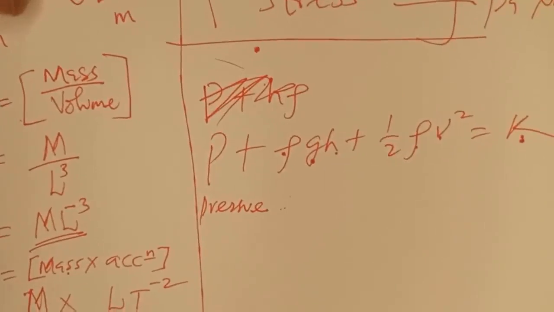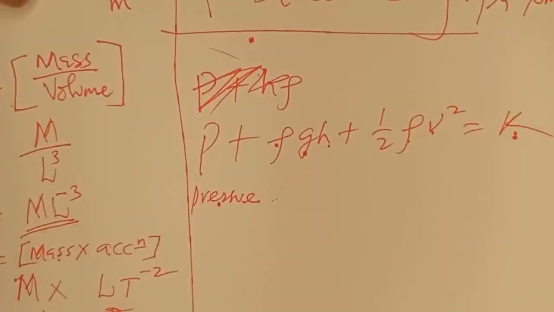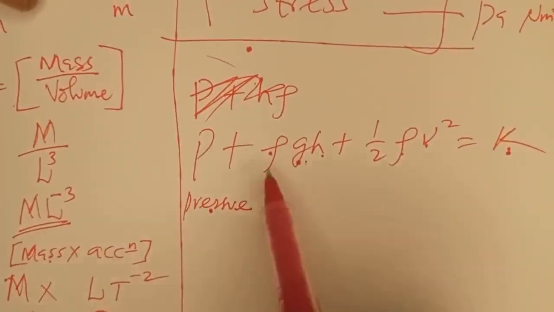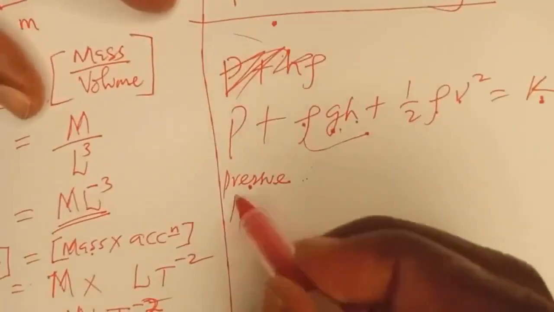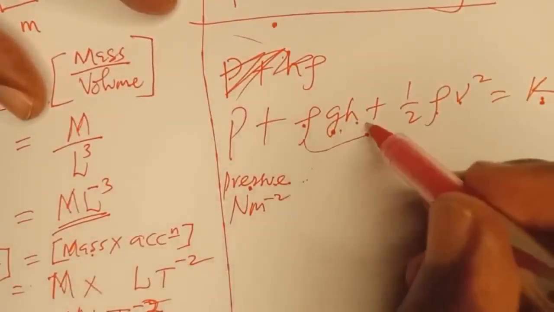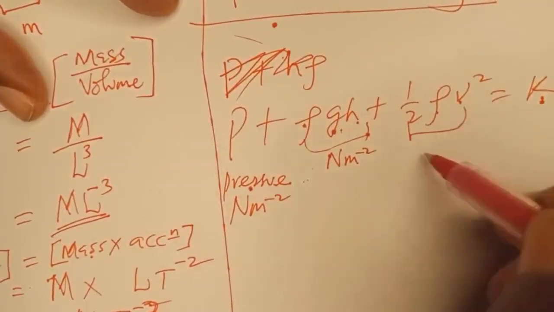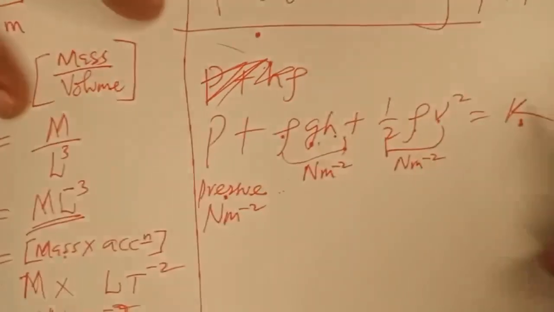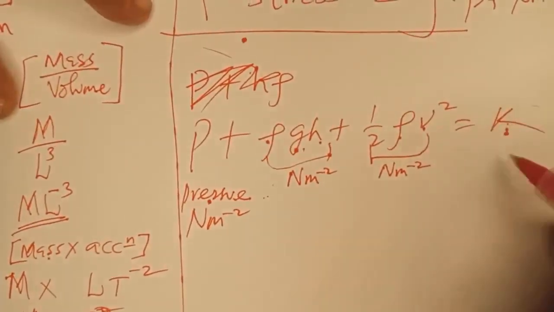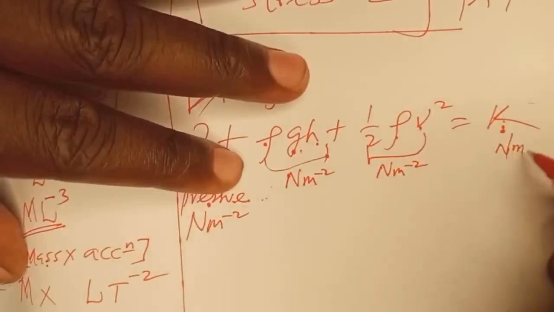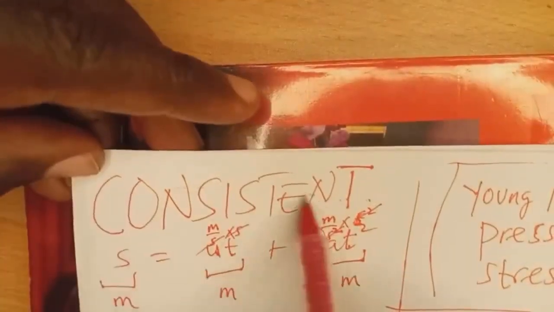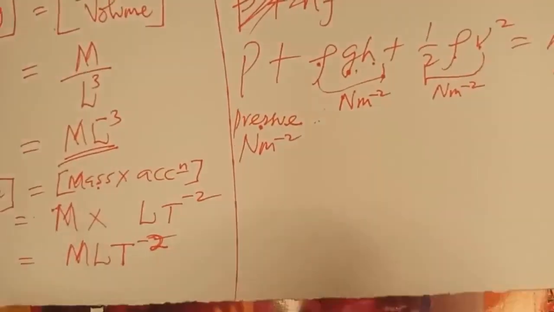As simple as this, the unit of the constant should be the unit of pressure, because pressure is added to this, so this one also must have the unit of pressure, Newton per square meter. When you combine this, the unit must be Newton per square meter. This one also must be Newton per square meter, and since we are equating it to this, the unit of this must also be Newton per square meter. This way it is dimensionally consistent, otherwise it is incorrect. So the unit should be the unit of pressure, which is Newton per square meter.